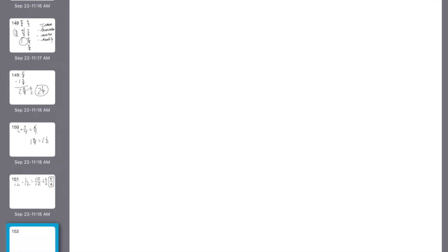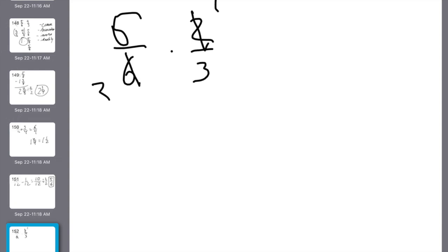27, I have 5/6 times 2/3. They haven't taught you to cancel yet, guys, but I love to be able to see canceling. If I can divide the same numbers on the top as the bottom, then I do it. So 2 divided by 2 is 1. 6 divided by 2 is 3. Then I multiply the tops. 5 times 1 is 5, and 3 times 3 is 9.